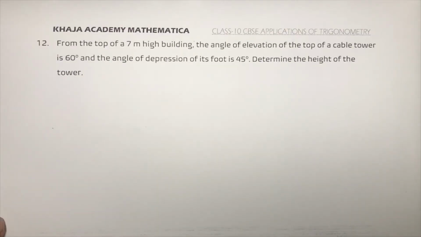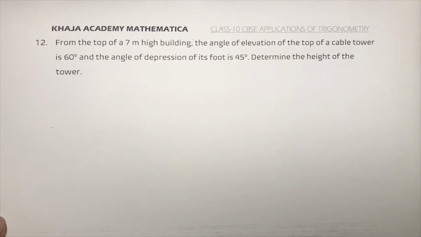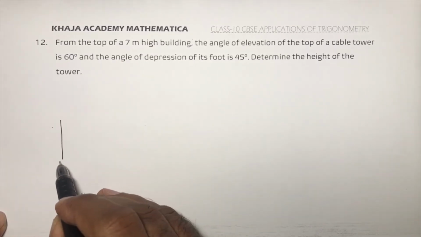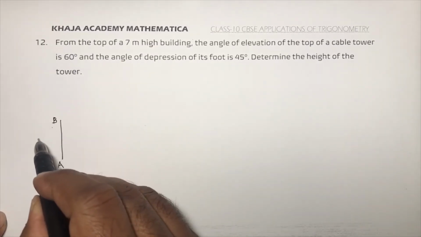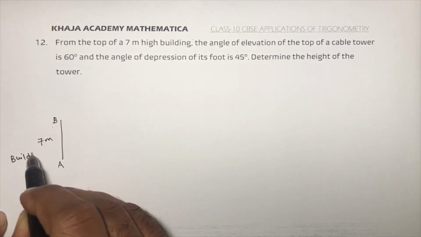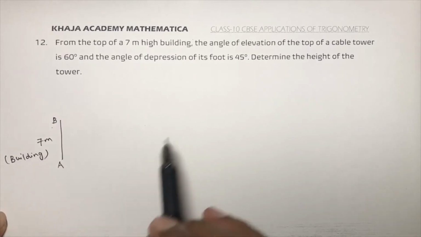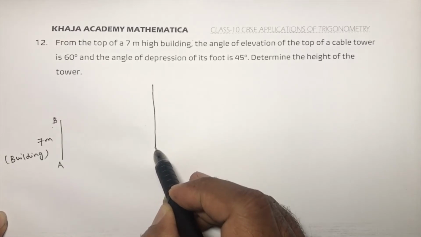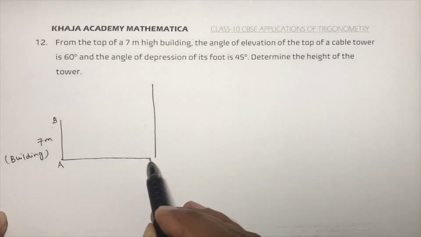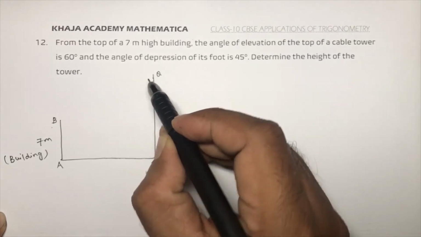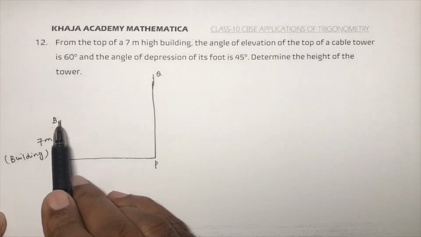From the top of a 7-meter high building, the angle of elevation of the top of a cable tower is 60 degrees. From the top of a 7-meter high building, so here AB is a building which is 7 meters. So this I am considering as a building. The angle of elevation of the top of a cable tower. So the tower is taller. Here P, Q, this is the tower.